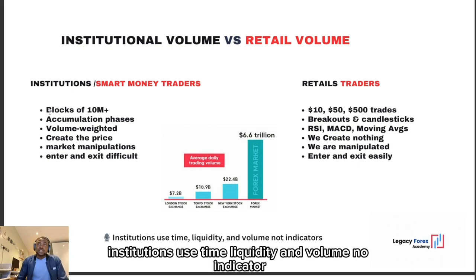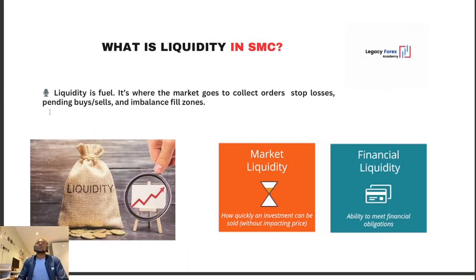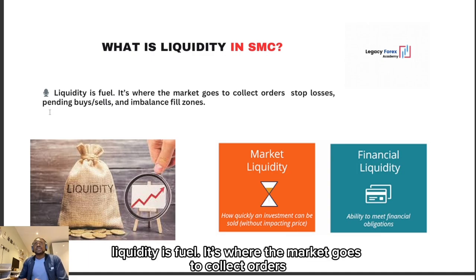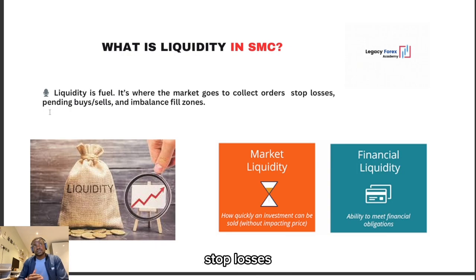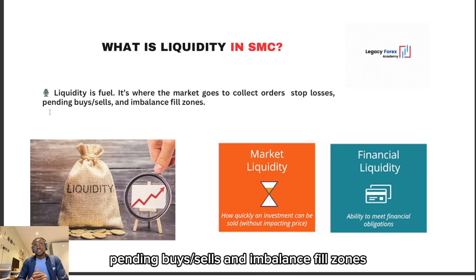Institutions use time, liquidity, and volume, no indicators. What is liquidity in SMC? Liquidity is fuel. It is where the market goes to collect orders: stop losses, pending buys and sells, and imbalance fill zones.